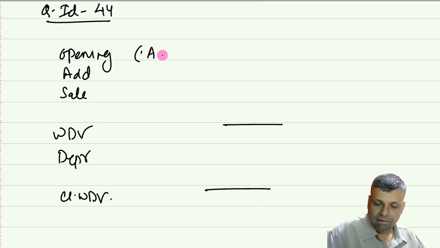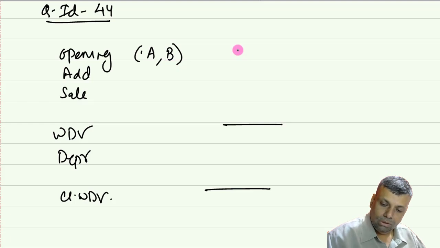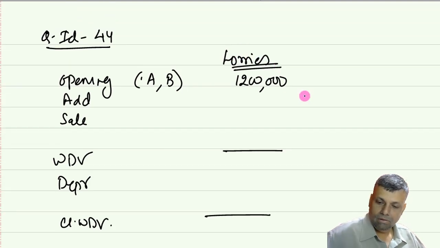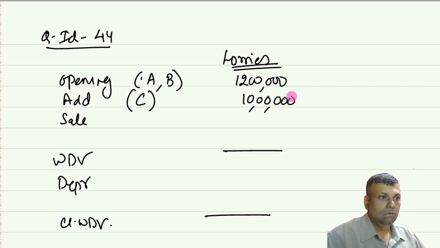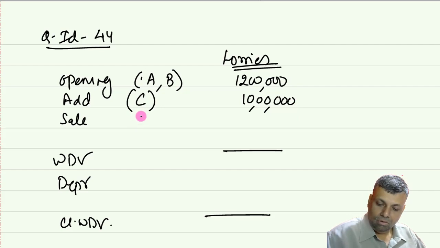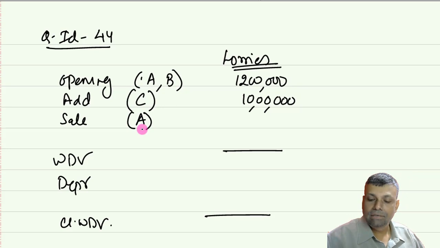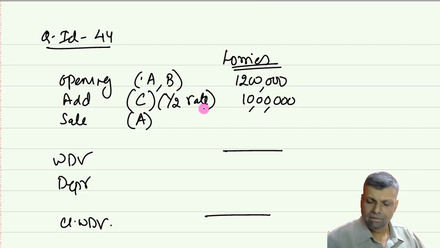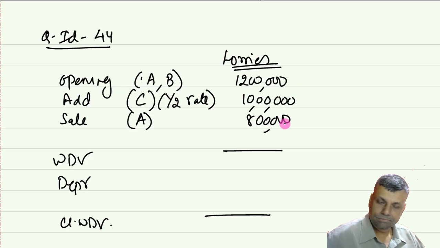Now, opening, only for the sake of understanding, I am saying A and B. Okay, so total is 12x. Opening WDV of the block. This is a block of lorries. And during the year you are adding another lorry named C. That was 10 lakhs. Okay, and lorry A has been sold. So there is a sale of some asset forming part of the block of assets, and this is eligible for half rates. I'll just make a comment here because it was purchased somewhere in December. So there is a sale of lorry A, and the amount given in the question is 8 lakhs. Okay, so my WDV is 14 lakhs.